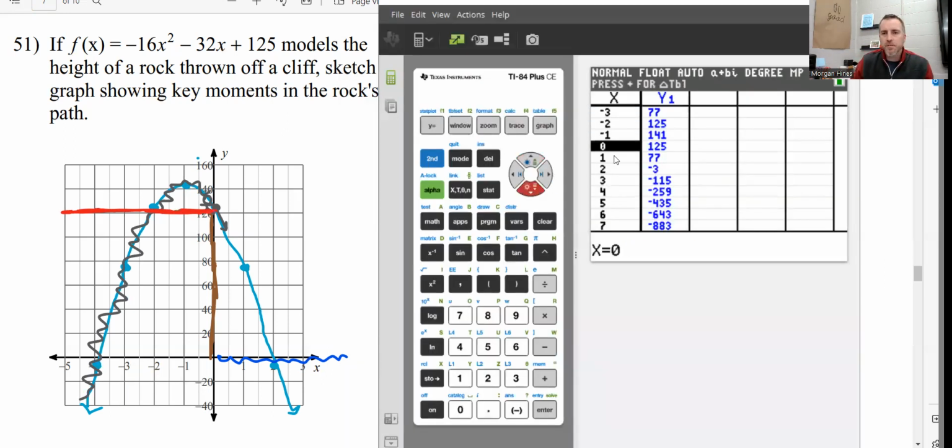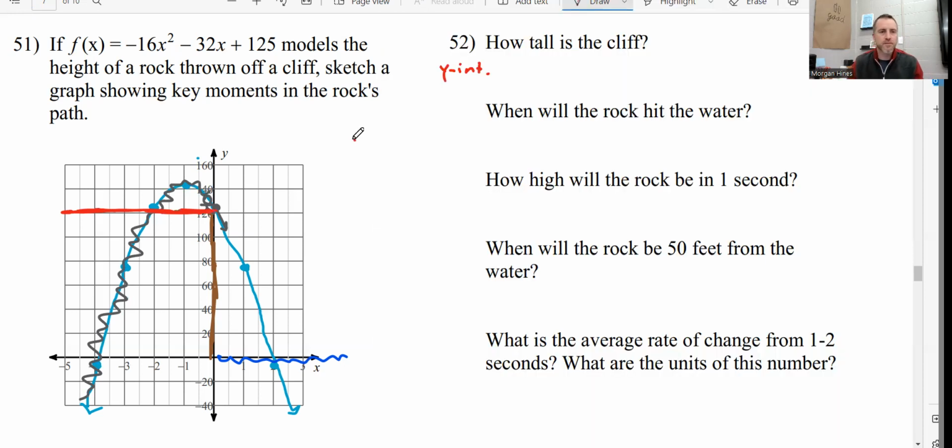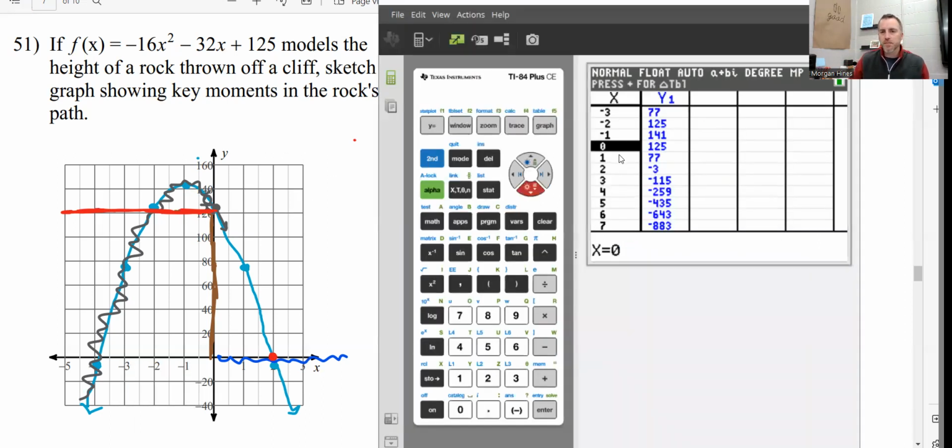And at that moment, we see that it's 125 feet in the air. And that's that. When will the rock hit the water? That is an x-intercept. That is this point right down here. We know it's just a smidge before 2 seconds, because at 2 seconds we see it's -3. That means it's beneath the water.